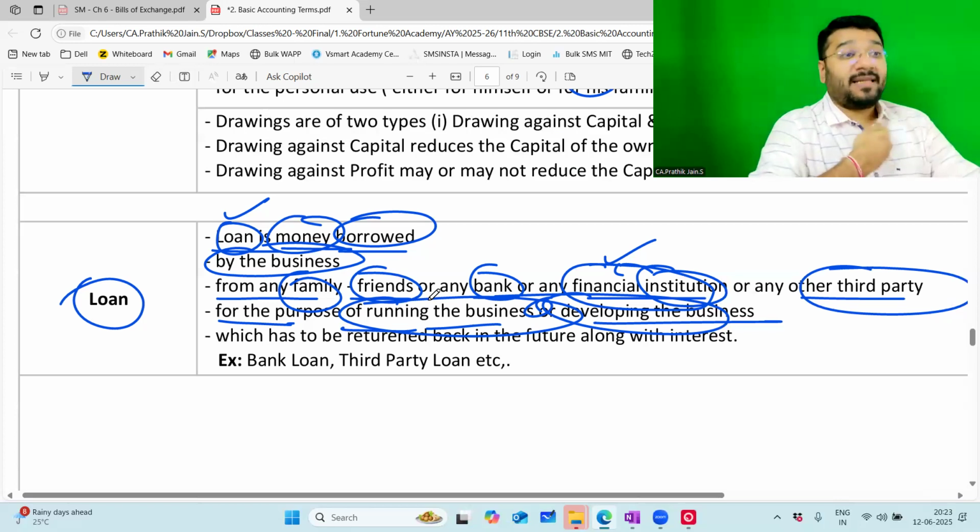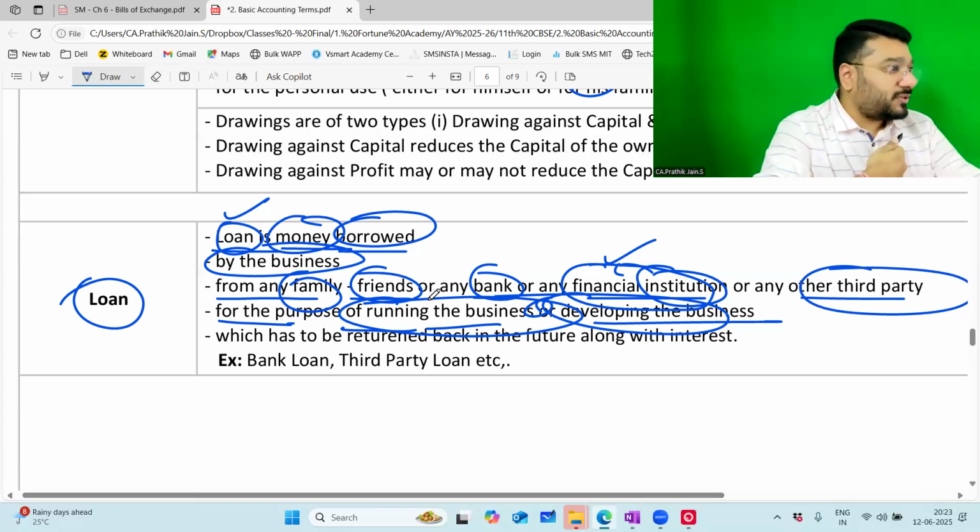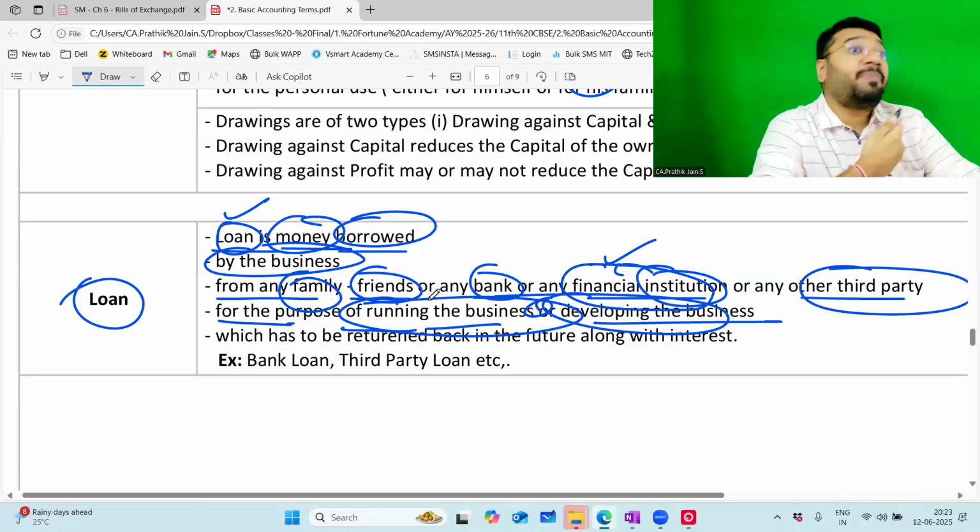If I want in my personal capacity to take loan, for example, I want to construct a house, so for that, I want a housing loan. For that application, business will not make. I will make. So money will come to my personal account, not to business account. That is called a personal loan. So home loan, generally what people take is personal loan. Business loan, what they take is for the business purpose.